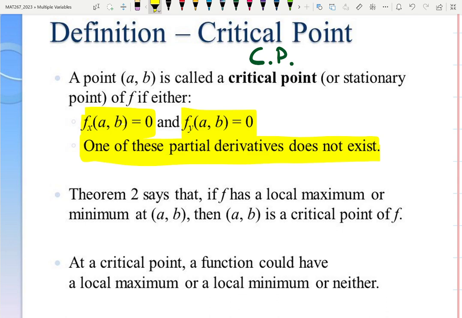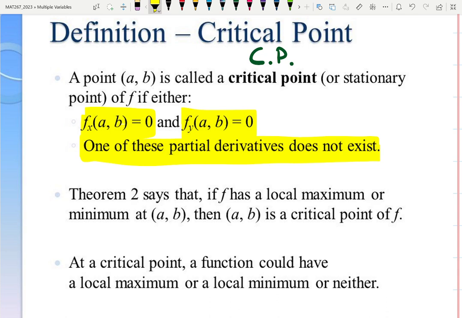So remember in calculus 1 we take the derivative and set it equal to 0. Well, now we have many derivatives, so we're talking about partial derivatives now. The theorem says that if f has a local maximum or minimum, then it is a critical point. It's called critical because something is happening there. But we remember that a critical point is a candidate to be a min or max.